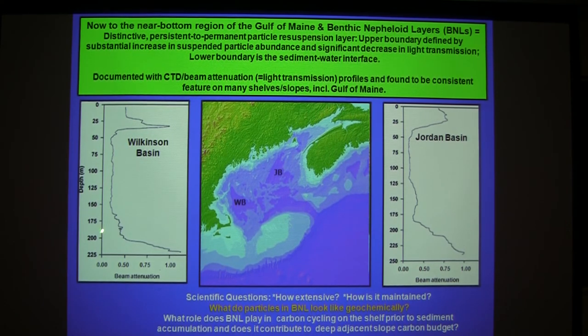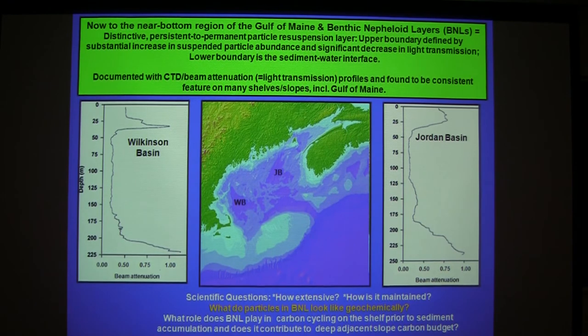If you put an instrument down called the transmissometer and you look at beam attenuation, it's just a measure of light transmission or impedance through the water, essentially, as a function of particles absorbing or scattering light. So the more particles you have, the less transmission of light you have. What you see with depth is that attenuation, the amount of light that you lose per light produced, increases near the bottom because of particle resuspension.